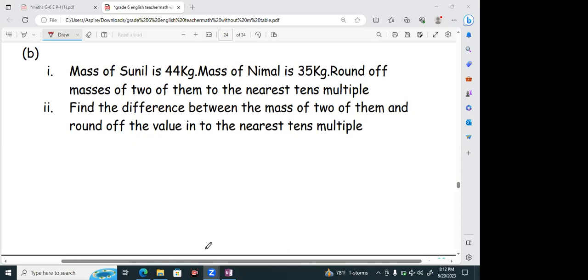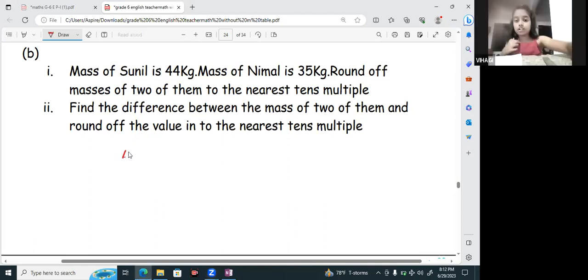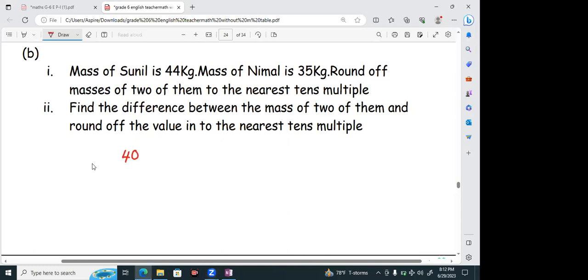Yes, what are the answers for the first part and the second part? What are the answers in here? When you round off 44 to the nearest tens multiple, what is the answer? 40. Yes, it is 40. When you round off 35 kilograms, what is the answer? 40. It is also 40 kilograms.